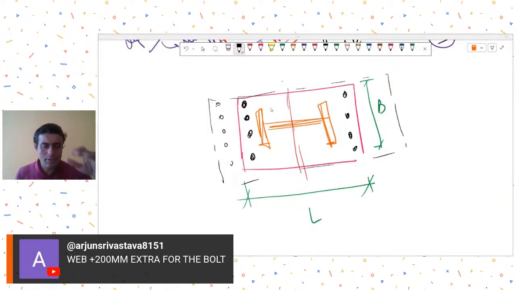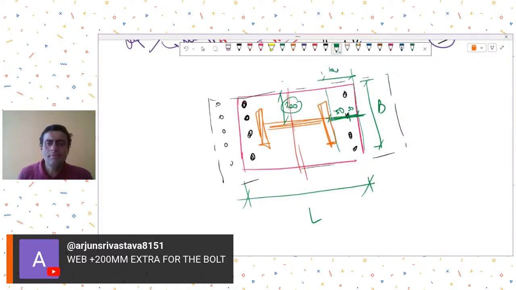Web plus 200 extra for the bolt. That means from here you are getting 200. Is this what you're saying? See, generally, if you give it some 50 and keep this as 50, around 100 or 125 is a good distance to have. Okay. 100 to 125 is a good distance to have.